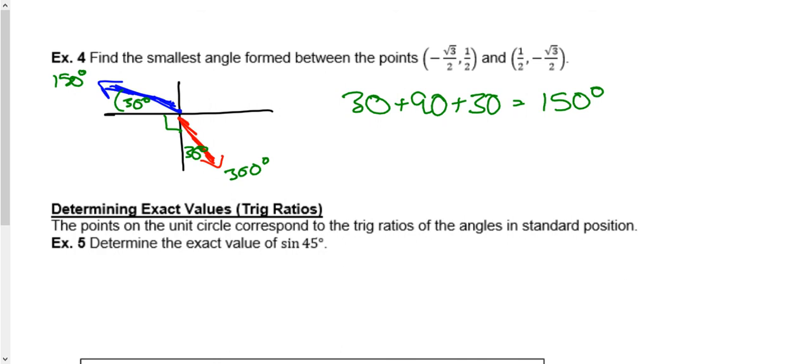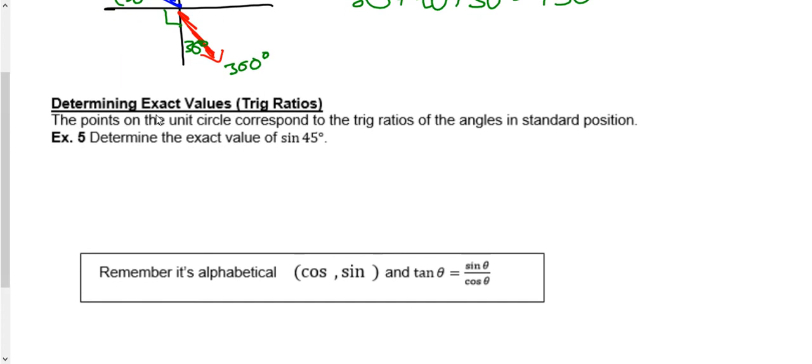In this next part here, we have determining exact value. So exact value means no decimals. Okay, no decimals at all. So it says here the point on the unit circle corresponding to the trig ratio and the angles in standard position. Determine the exact value of sine 45. Well, first off, we got to find 45 degrees and the coordinates at 45 degrees. Well, 45 degrees is the same thing as saying root 2 over 2, comma, root 2 over 2.